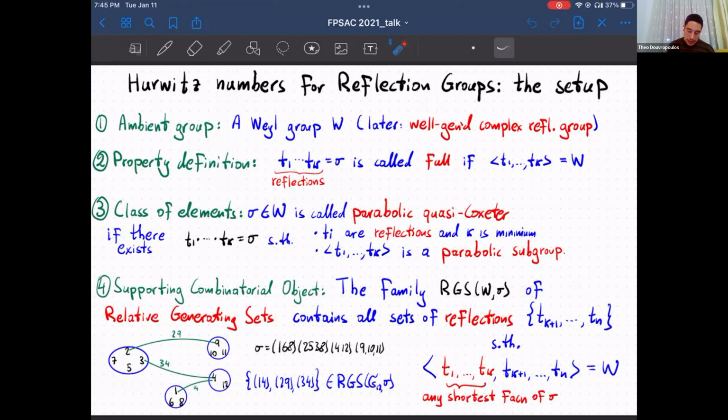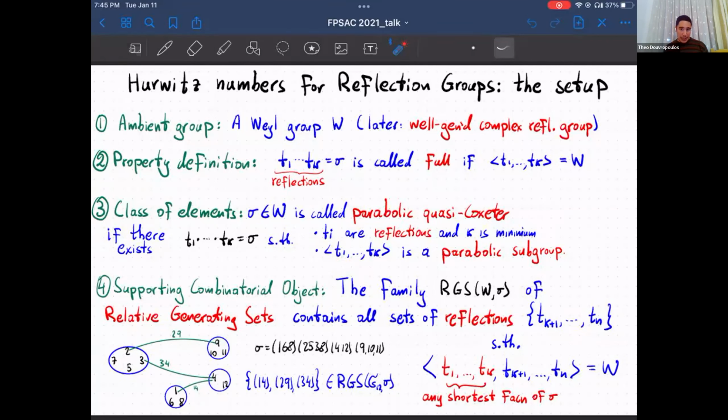The definition is that an element is called parabolic quasi-Coxeter if it has a reflection factorization that's kind of tight, that if it is of minimum length, the factors generate a parabolic subgroup. This also has interactions with the root lattice, but let's keep it like that. And let's keep in mind that it's a big enough class of elements.